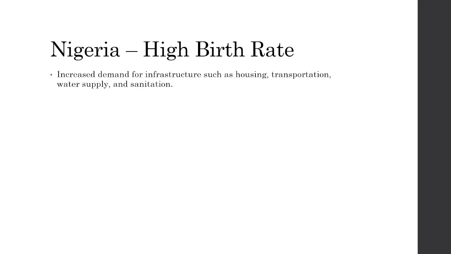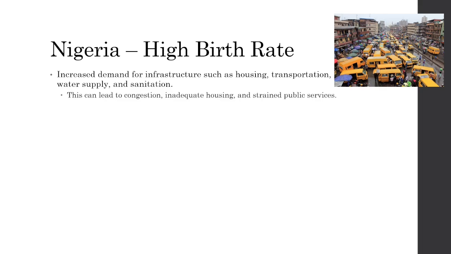There's an increased demand for infrastructure because of this increased population in areas such as housing, transportation to move all the people, water supply, because people need water to live, and sanitation, because having a lot of people in the same area can lead to a lot of germs. Because of these demands, we can see congestion, inadequate housing, and strained public services. Look at all those vans just in the same little market area.